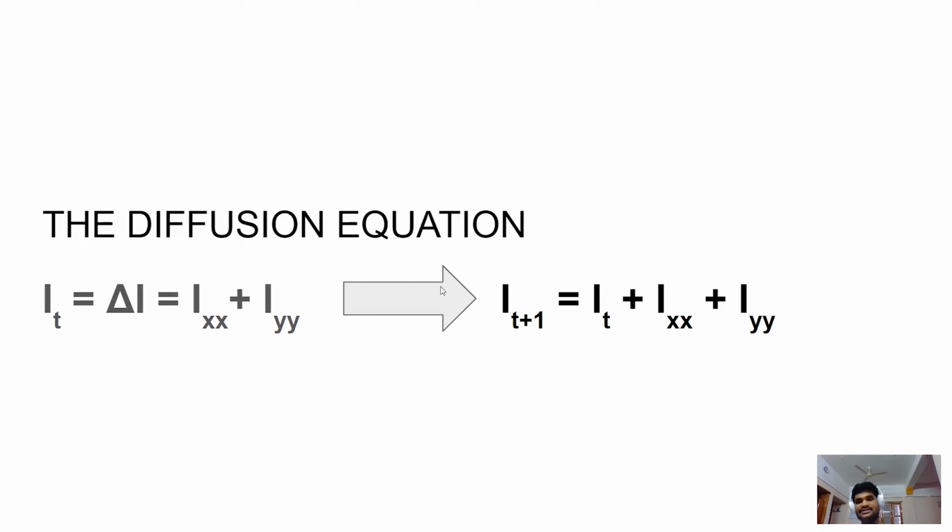Changing this into the discrete domain, we get I_(t+1). Now this is not a derivative. This is the intensity of the pixel at time t+1, and this is the intensity of the pixel at time t. I'm sorry I used subscript, it should not be subscript. So I(t+1) equals I(t) plus I_xx plus I_yy. Now how did this come? This is nothing but we just expanded delta I.